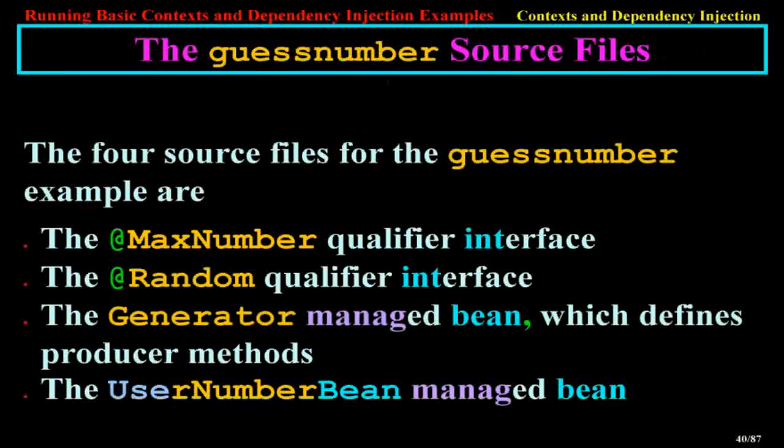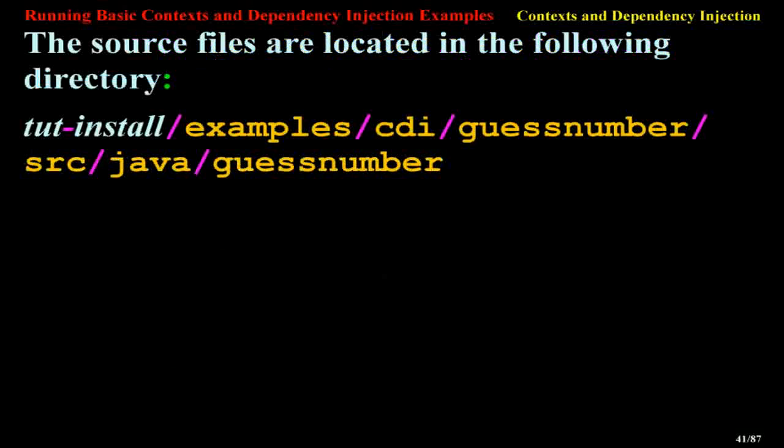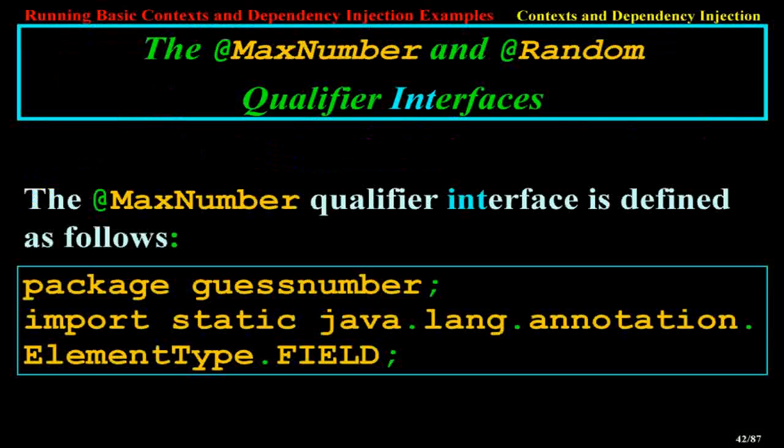The guessnumber source files. The four source files for the guessnumber example are the MaxNumber qualifier interface, the Random qualifier interface, the Generator managed bean, which defines producer methods, and the UserNumberBean managed bean. The source files are located in the following directory: tut-install/examples/cdi/guessnumber/src/java/guessnumber/. The MaxNumber and Random qualifier interfaces.